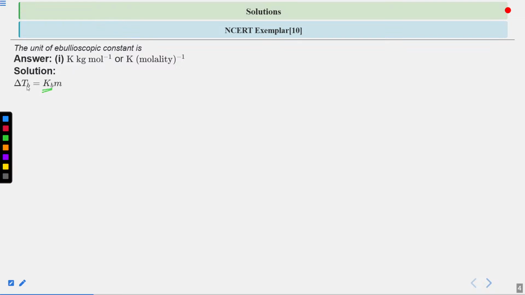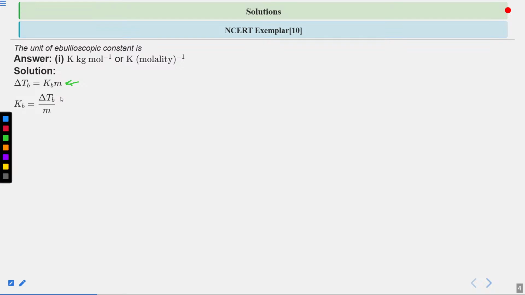Okay, the change in boiling point, or you can say the boiling point elevation, is equal to Kb times molality, m representing the molality. You just have to put the unit of molality here and delta Tb, and you can derive what will be the unit of Kb. So from this relation of boiling point elevation, you can rearrange this equation and write it as Kb is equal to delta Tb by m, right?